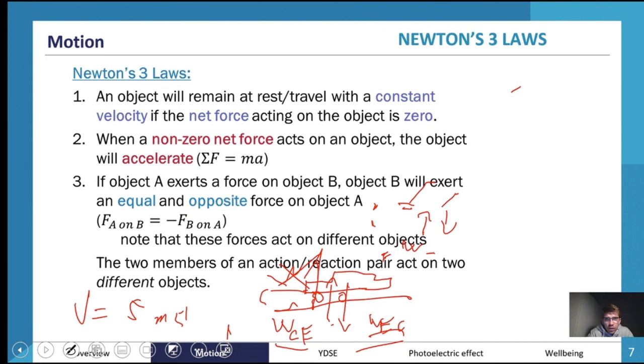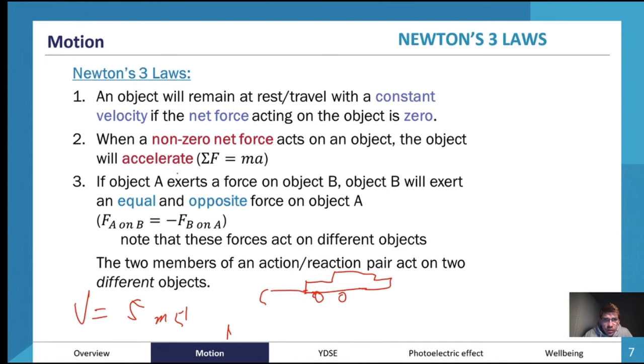Now, in physics, you will learn about a series of different force types. You will learn about field forces, contact forces, a bunch. But yeah, that's the general idea so far.